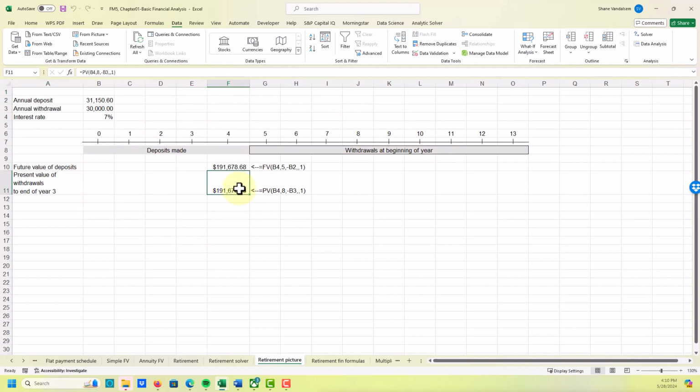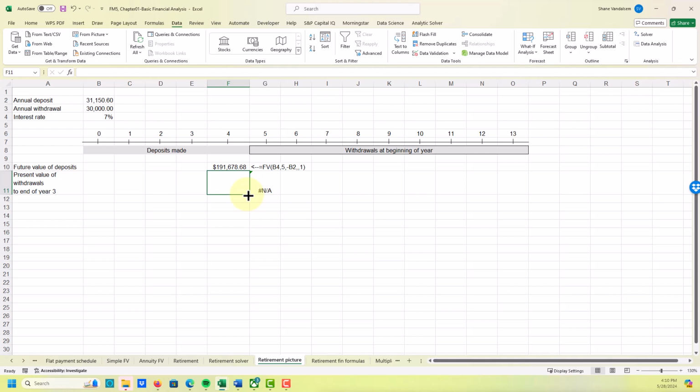And so I'm going to start down here. This number represents the amount of money I need to have at the beginning of this 8-year period. So at the end of year 4, at the beginning of year 5, I need to have $191,678.68. And I'll just go through the explanation as I put the function in here.